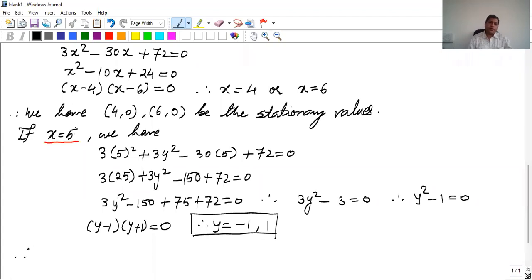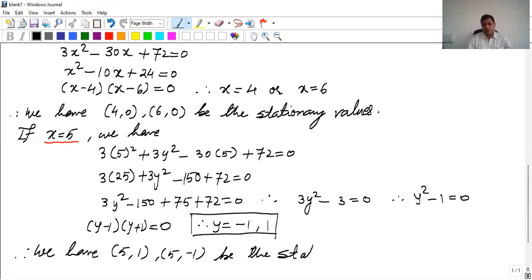So we can say here, when x = 5, y = −1. When x = 5, y = 1. So what we can have is, hence, we have other stationary points: (5, 1) and (5, −1) being the stationary points.